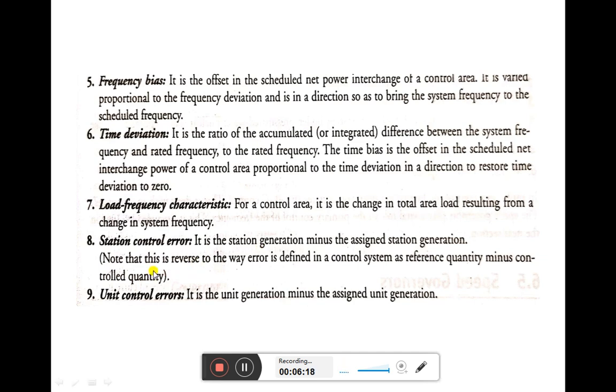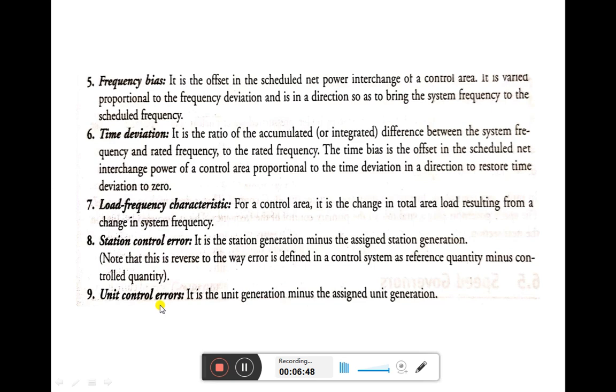The next important term is station control error. It is the station generation minus the assigned station generation. This is the reverse of the way error is defined in a control system, as a reference quantity minus the controlled quantity. So like that we give the station control error here.